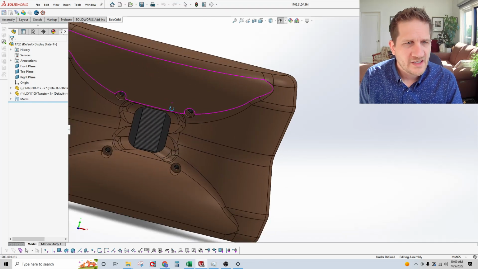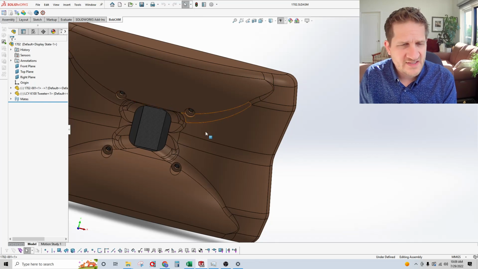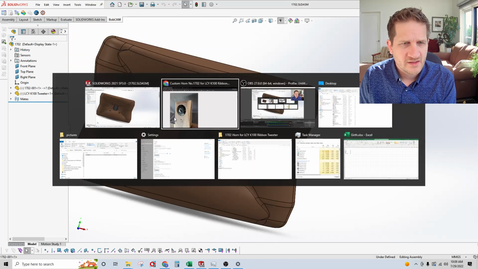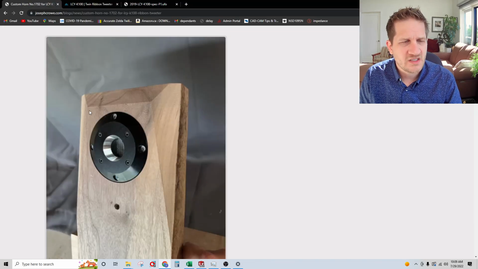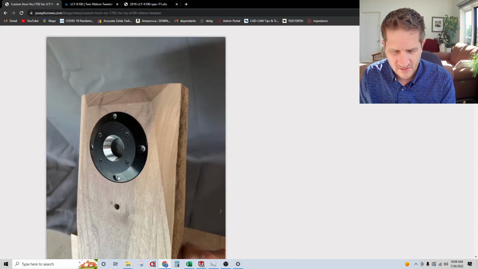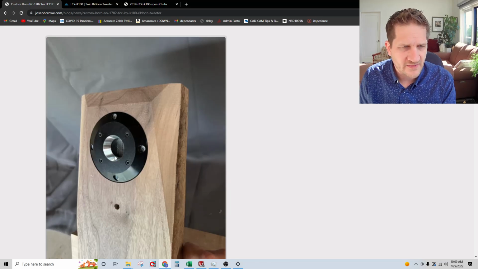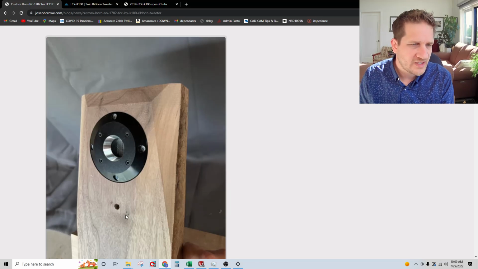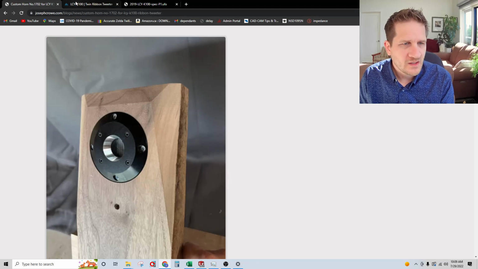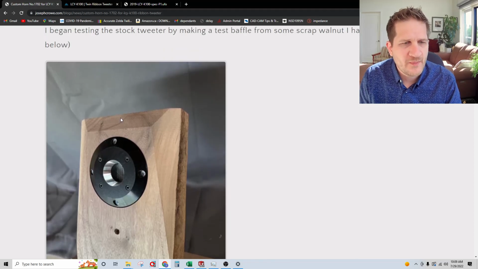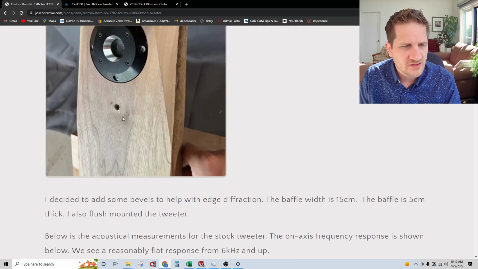So now for testing of the stock tweeter that you just saw there, I machined a solid piece of walnut, and I also recessed the tweeter in so that this gives me the best chance of seeing what the tweeter can do in its most common configuration, which I would suspect is going to be used in a two-way or a three-way. So let's look at the measurements for the stock tweeter.